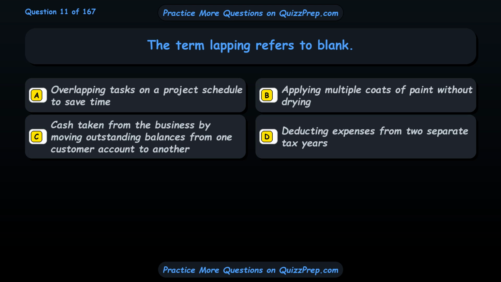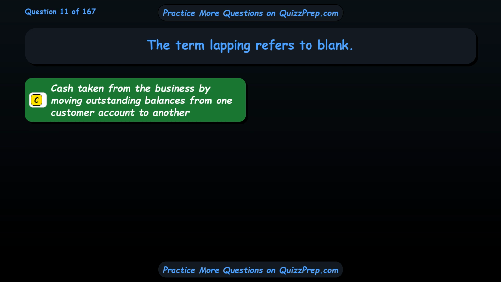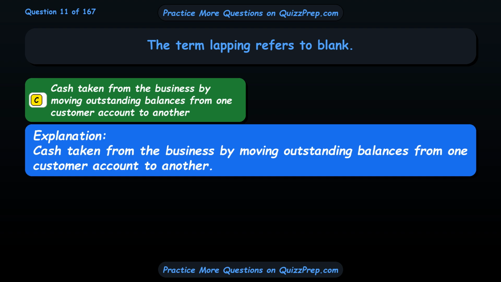Question 11. The term lapping refers to blank. Option A, overlapping tasks on a project schedule to save time. Option B, applying multiple coats of paint without drying. Option C, cash taken from the business by moving outstanding balances from one customer account to another. Option D, deducting expenses from two separate tax years. The correct answer is option C, cash taken from the business by moving outstanding balances from one customer account to another.